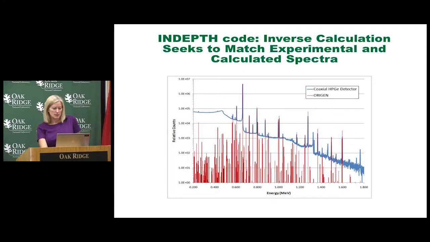So Indepth takes an Origen output, which is this blue, red at the bottom. This is an Origen calculated gamma spectrum from spent fuel. And here's the same spent fuel, the actual measurement. As you can see, we've got a lot of background here in our measurement, but you can see that the peaks are very similar and are well predicted.